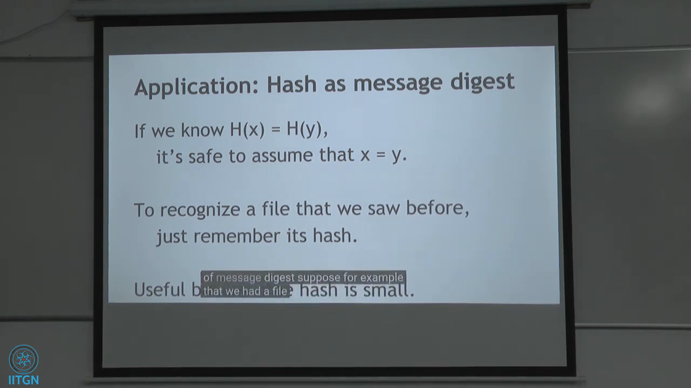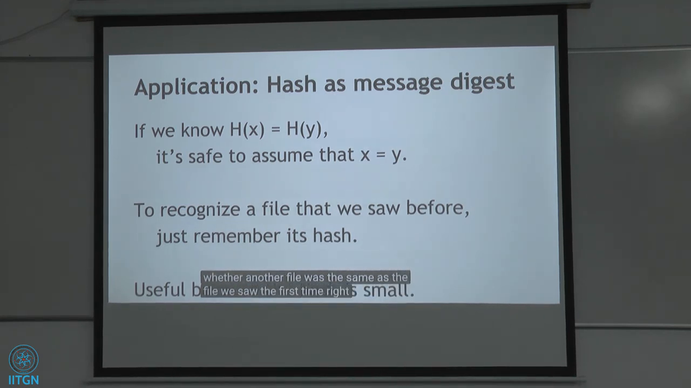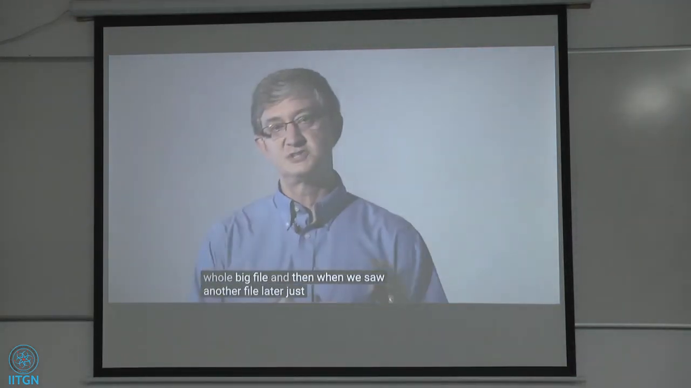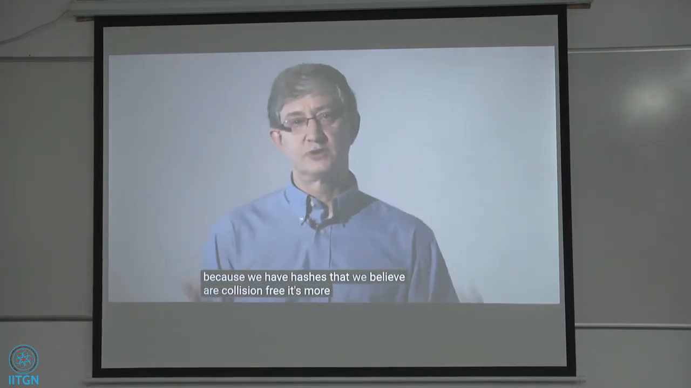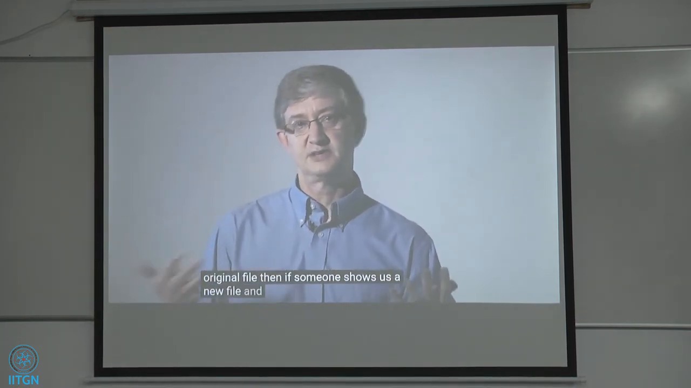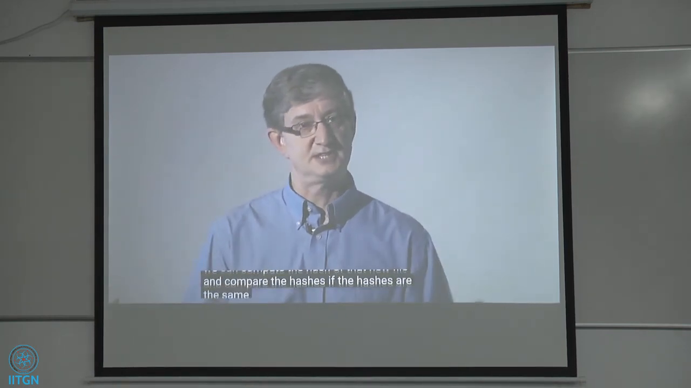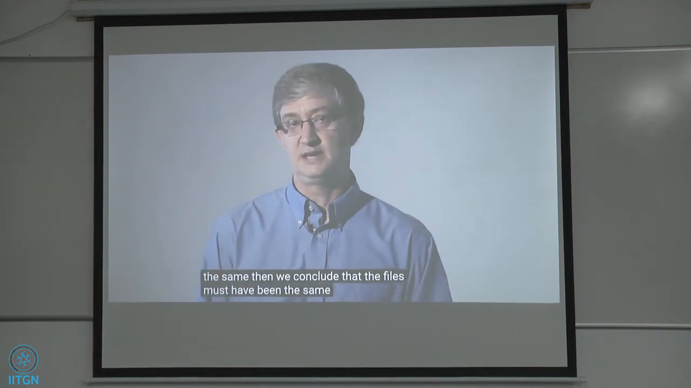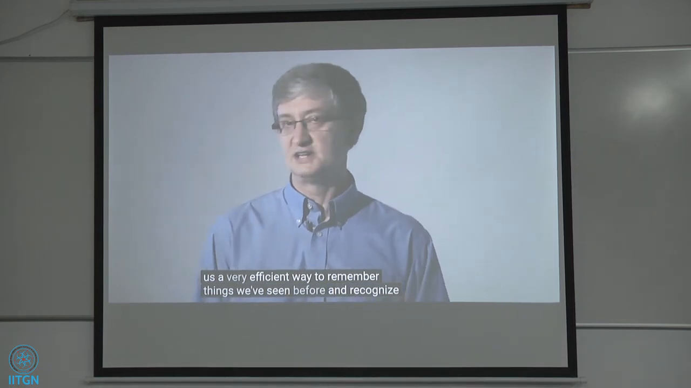Suppose, for example, that we had a file, a really big file, and we wanted to be able to recognize later whether another file was the same as the file we saw the first time. So one way to do that would be to save the whole big file, and then when we saw another file later, just compare them. But because we have hashes that we believe are collision-free, it's more efficient to just remember the hash of the original file. Then if someone shows us a new file and claims that it's the same, we can compute the hash of that new file and compare the hashes. If the hashes are the same, then we conclude that the files must have been the same. And that gives us a very efficient way to remember things we've seen before and recognize them again.